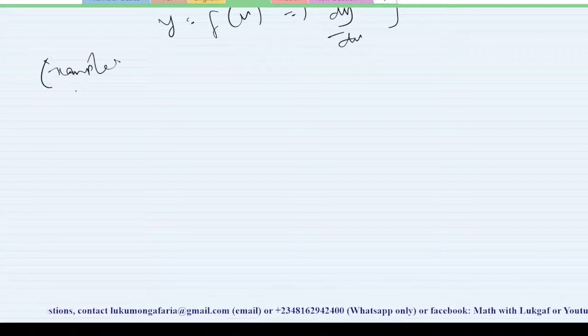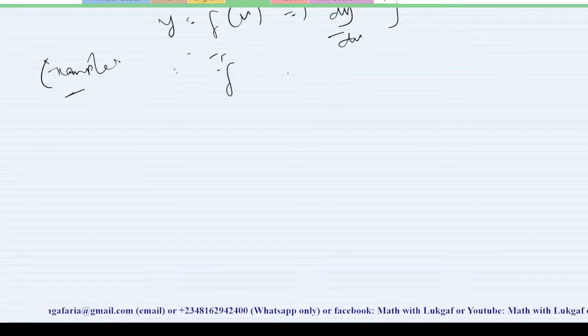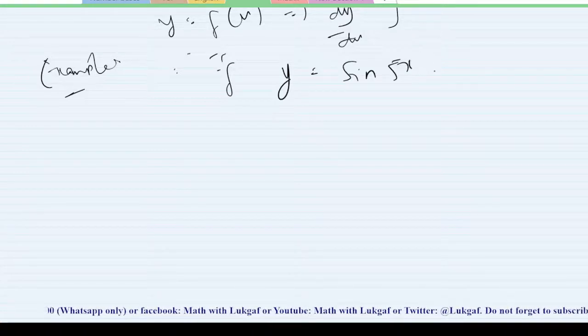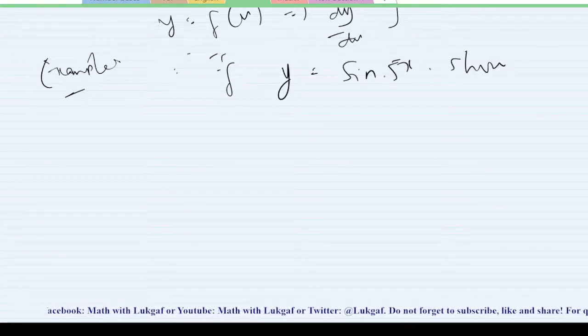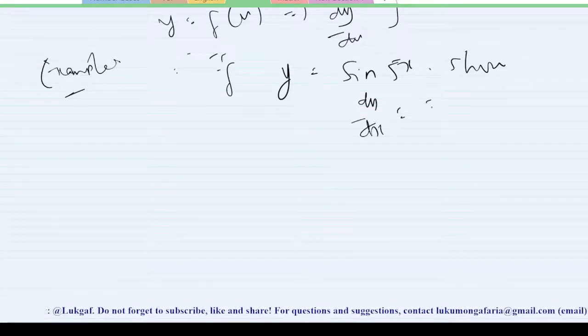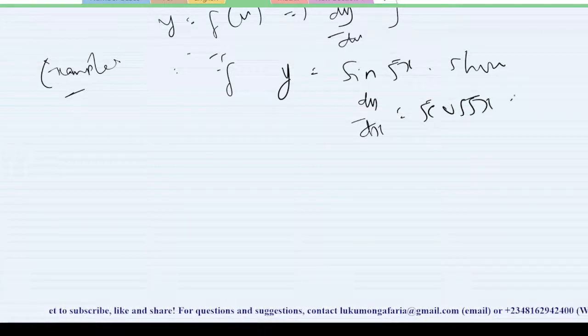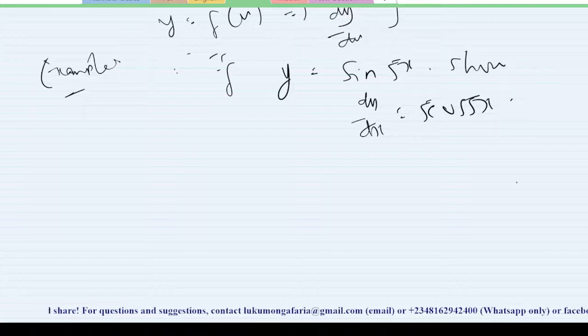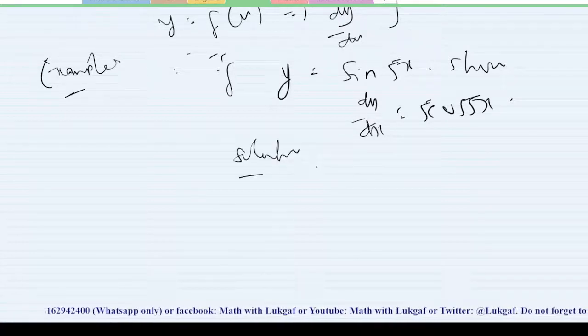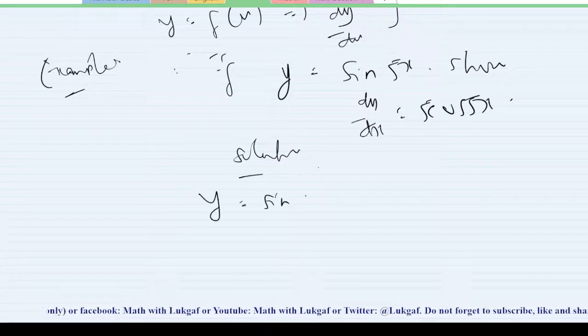Example: if y is equal to sine 5x, you know the derivative of sine 5x from the standard derivative I gave you will be what? That is 5 cos 5x. So the question says you should show that the derivative of sine 5x is 5 multiplied by cos 5x. It is very simple. Solution. So you know I have my y to be sine 5x.